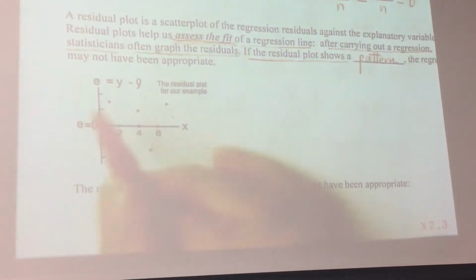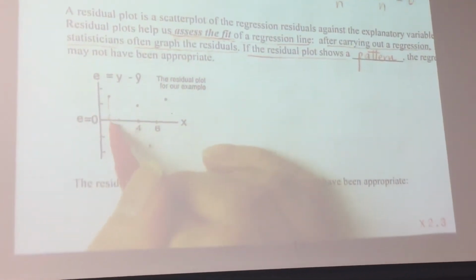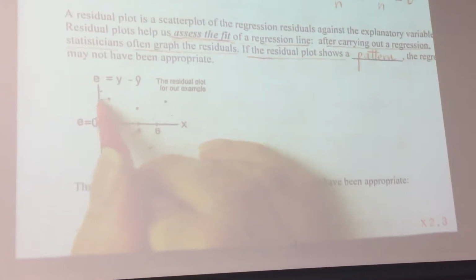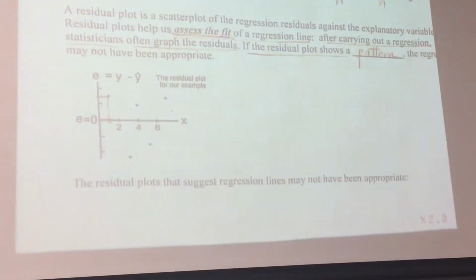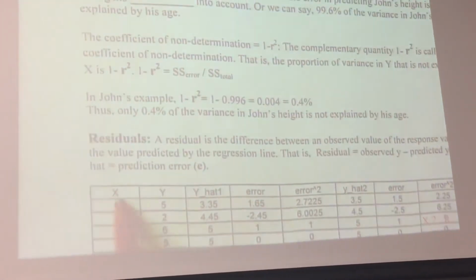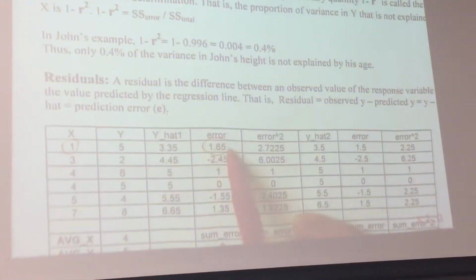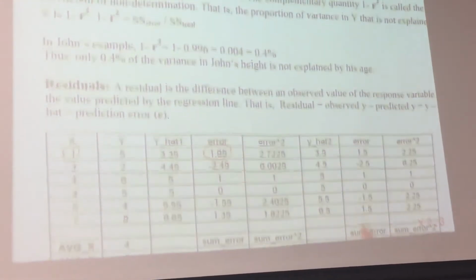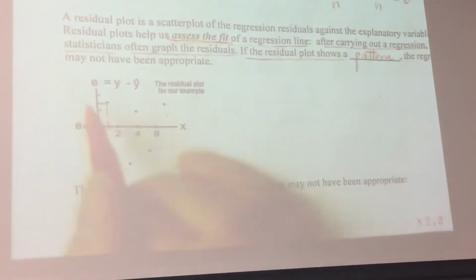Look at here. When x equals 1, what is the prediction error? Well, look at here. When x is 1, the corresponding prediction error is 1.65. Do you see that? Okay? So you put 1.65 here.